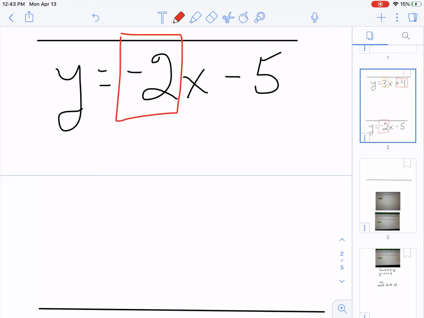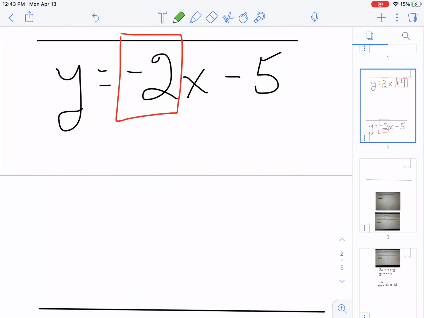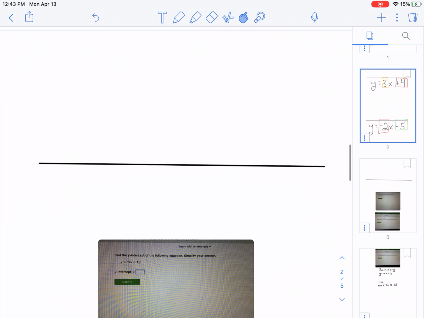2. Remember to include the sign with a number, and the y-intercept, the place where the line crosses the y-axis, is negative 5. Again, remember to use the sign in front of the number when you figure out your answer.